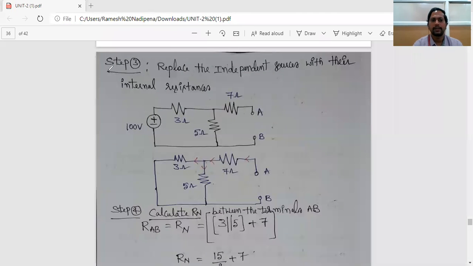See, this is step number 3. Now, what is step number 3 here? Replace the independent sources with their internal resistances. This step is similar to Thevenin's theorem.